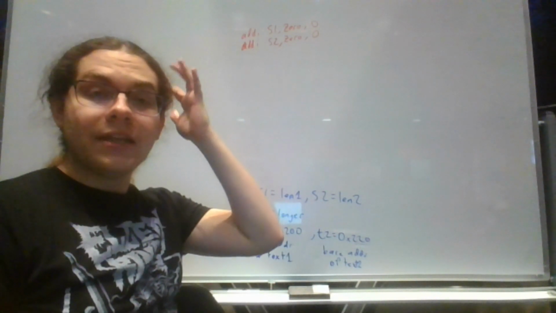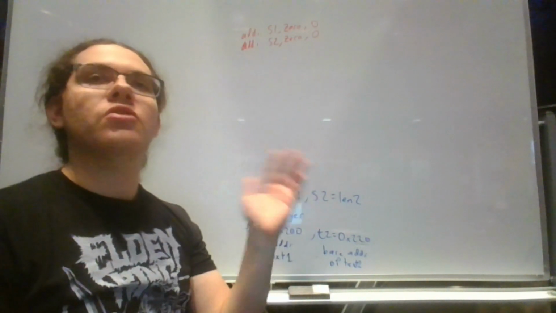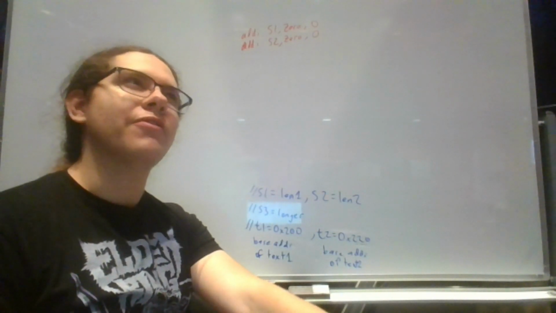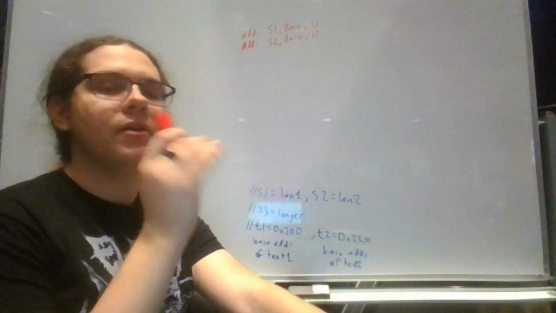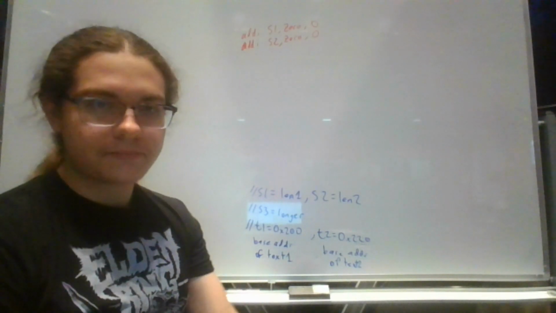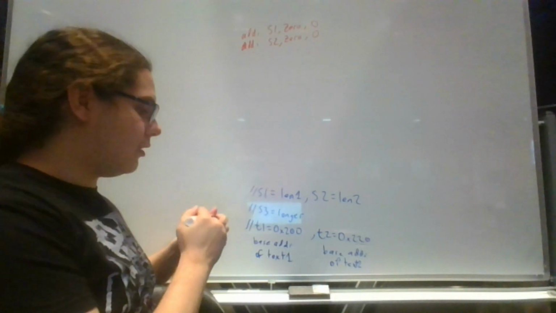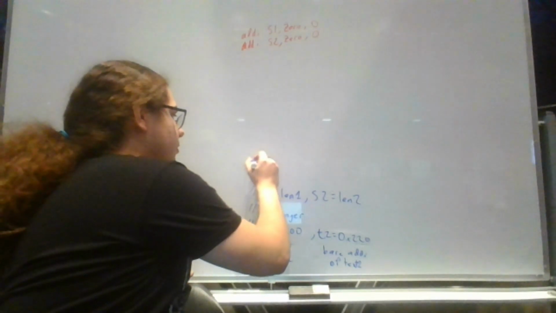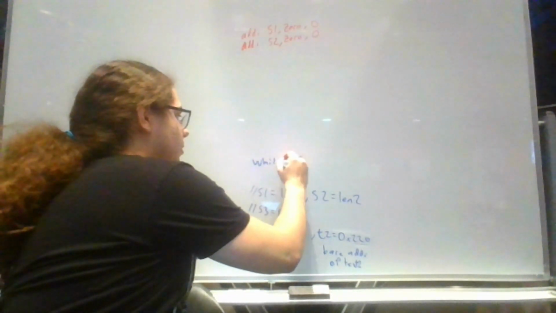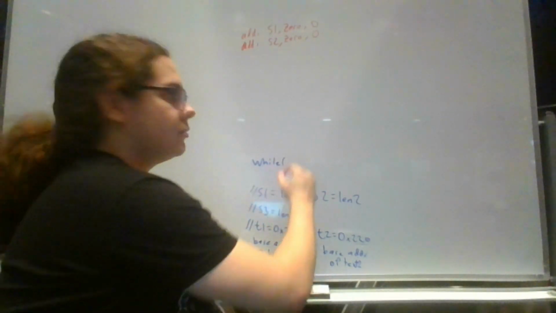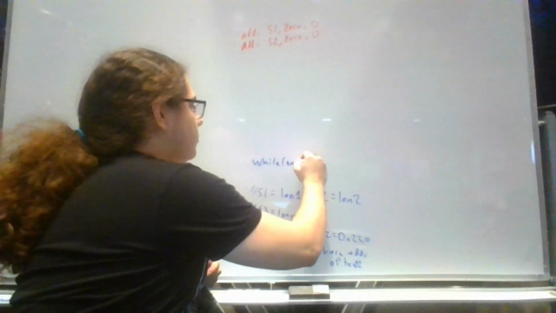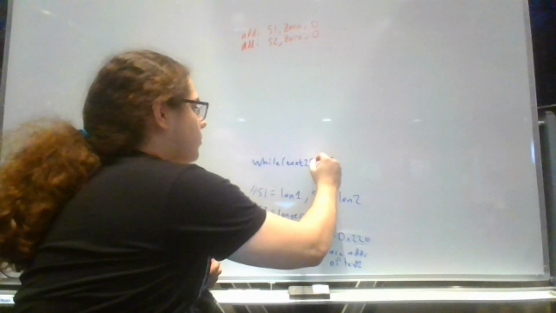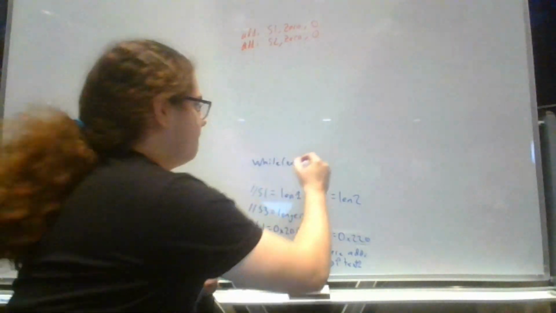I'll go ahead and write the code for the second while loop, because I think I did the code for the first one last time. So I'll do the second one this time. For that second while loop, I'll write that on the board as well, just so I don't have to keep looking back and forth. While text2 is that length.